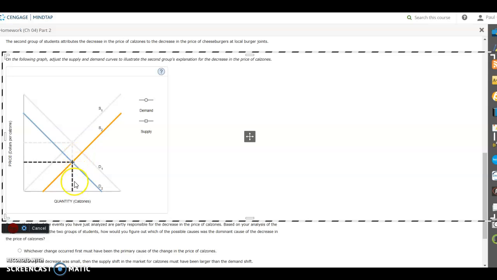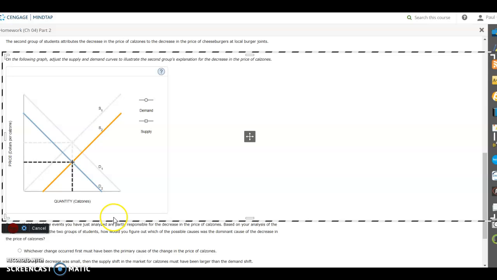Now, if you notice the scenario that's sketched here, the size of the shifts are identical. So since the size of the shifts are identical, the quantity stays the same. That means the demand reduction, so demand shifting to the left, was exactly equal in the size of the supply curve shifting to the right. So maybe when supply shifted to the right, it increased the quantity by 5 units, but when demand shifted to the left, it reduced the quantity by 5 units. The end result is the quantity stays exactly where it was in the original equilibrium.